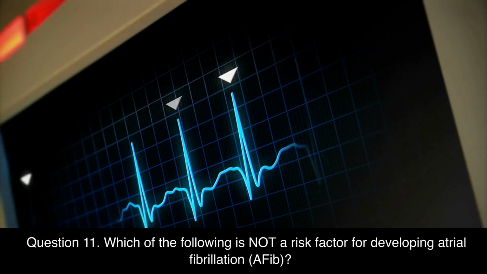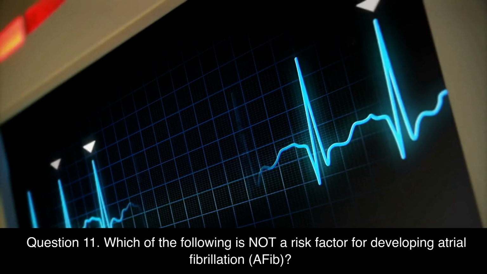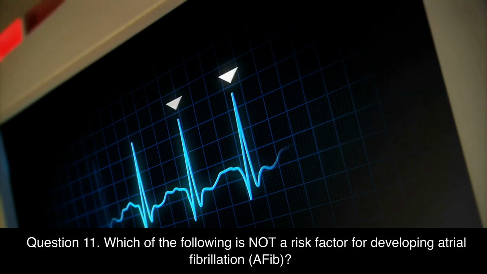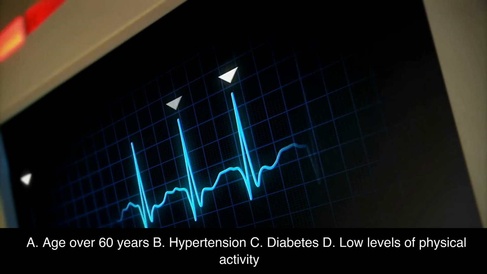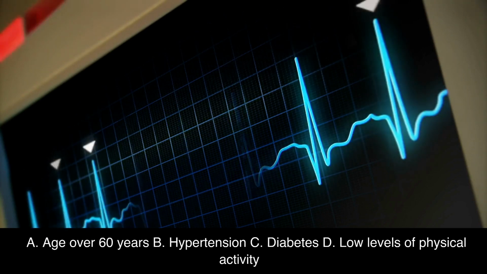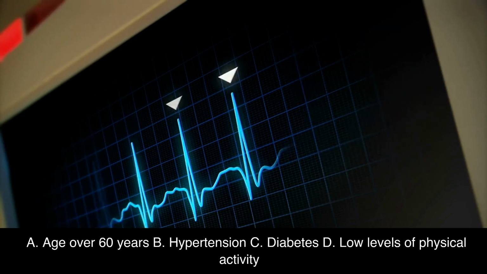Question 11. Which of the following is not a risk factor for developing atrial fibrillation, AFib? A. Age over 60 years. B. Hypertension. C. Diabetes. D. Low levels of physical activity.